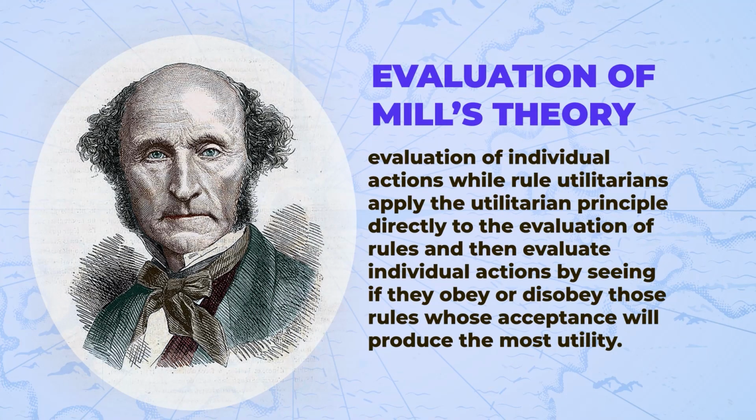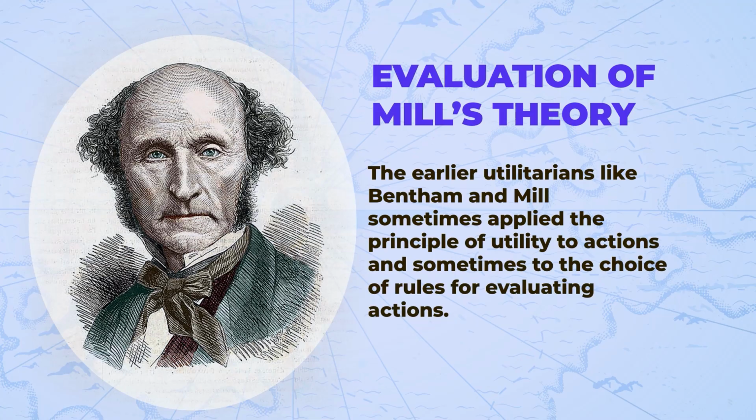The key difference between act and rule utilitarianism is that act utilitarians apply the utilitarian principle directly to the evaluation of individual actions, while rule utilitarians apply the utilitarian principle directly to the evaluation of rules, and then they evaluate individual actions by seeing if they obey or disobey those rules whose acceptance will produce the most utility. The early utilitarians like Bentham and Mill sometimes applied the principle of utility to actions and sometimes to the choice of rules for evaluating actions.